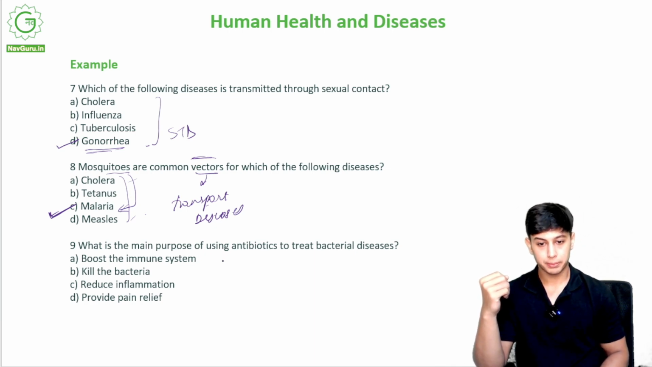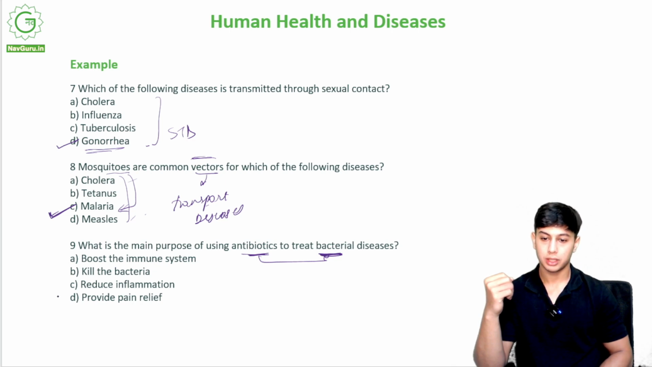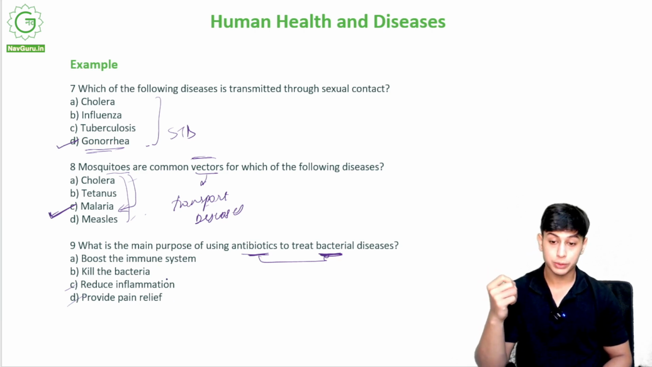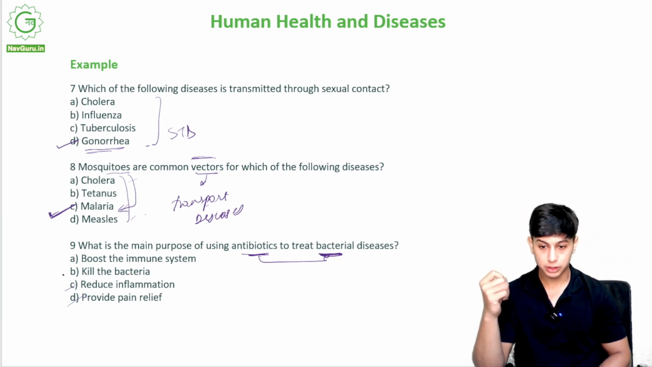What is the main purpose of using antibiotics to treat bacterial diseases? Why do I use antibiotics to treat bacterial diseases? Out of these, which one is the correct option? Is it to boost the immune system? Is it to kill the bacteria? Is it to reduce inflammation, alright, the pain and swelling, or to provide pain relief? Right? Out of these, which one is the correct option? So the correct option is B, kill the bacteria. I use antibiotics to kill the bacteria. Okay.